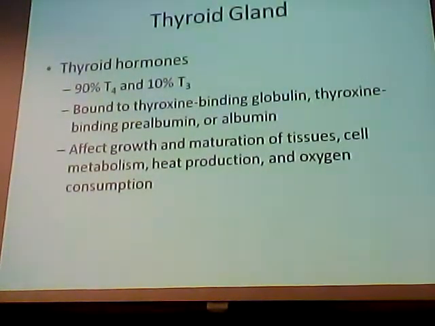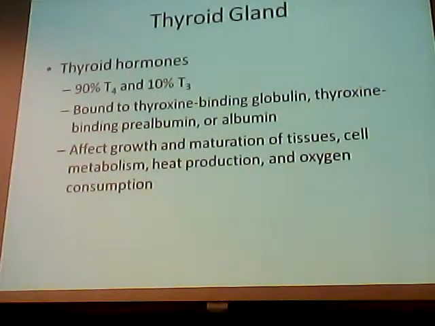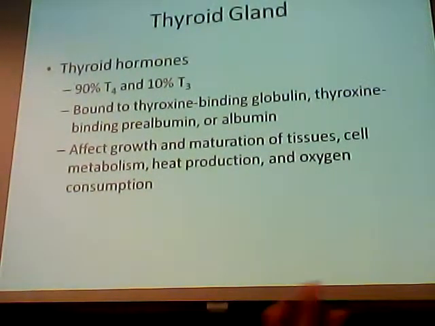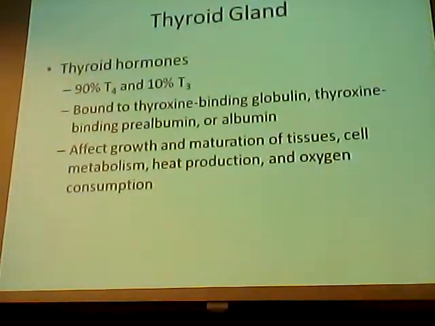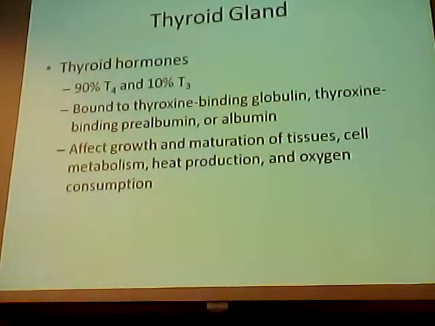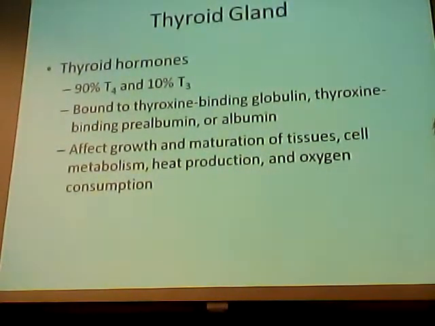So with thyroid hormone, T3 and T4, T4 is the most prevalent, but T3 is the more active form. This is for growth and general metabolism in the cells, okay? So if you don't have a good thyroid, then you can have a lot of metabolic problems or growth issues.